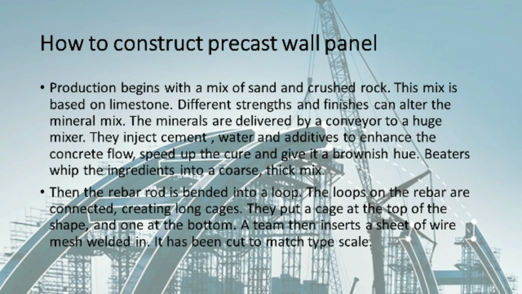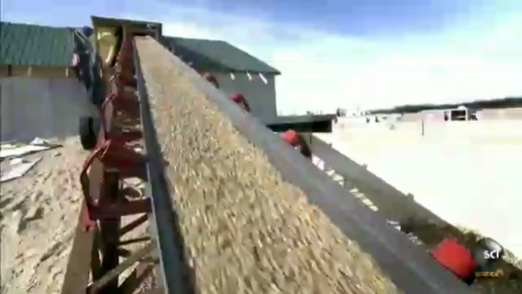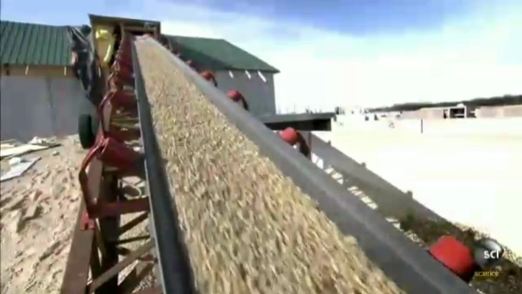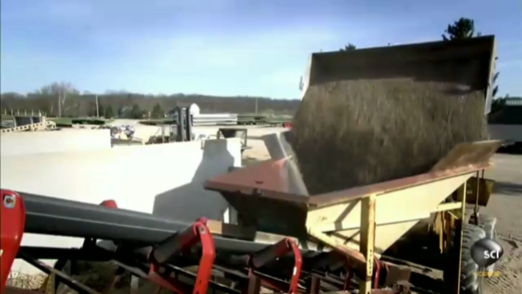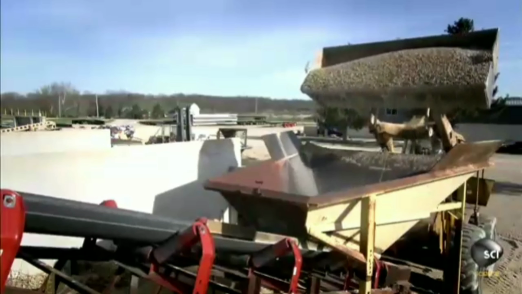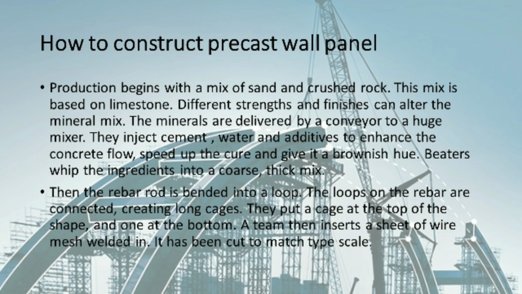So after that, how to construct precast wall panel? The production begins with the mix of sand and crushed rock. This mix is based on limestone. Different strengths and finishes can alter the mineral mix. The minerals are delivered by a conveyor to a huge mixer. They inject cement, water, and additives to enhance the concrete flow, speed up the cure, and give it a brownish hue.